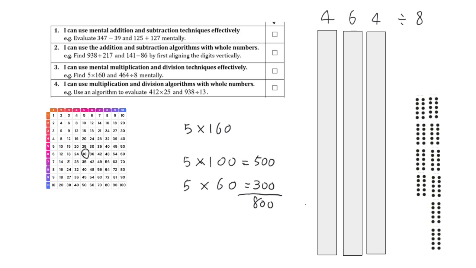Okay, next we want to do 464 divided by 8. So we are going to put them into 8 groups and see how big each group is. Okay, so we will still use the dots. So it's 1, 2, 3, 4, 400, 1, 2, 3, 4, 5, 6, 460. Okay, the dots are not very good. 1, 2, 3, 4, 5, 6, and then 4.